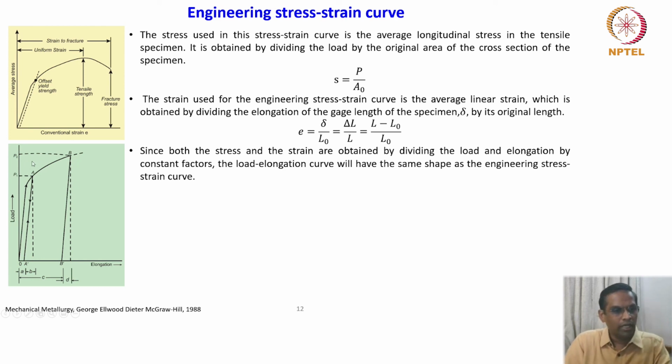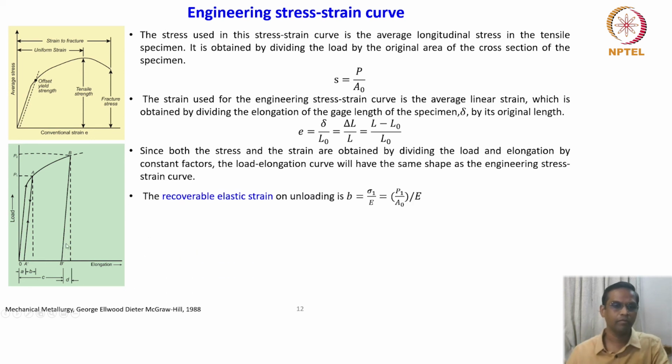What is shown here is another interesting idea you have to keep in mind. There is something called the recoverable elastic strain. We have to understand what this recoverable elastic strain is. So look at this diagram a little carefully. This is a load versus elongation plot. First, the specimen is loaded from 0 to A and then it is unloaded. It just crosses the yield point and then gets unloaded to the point A dash.